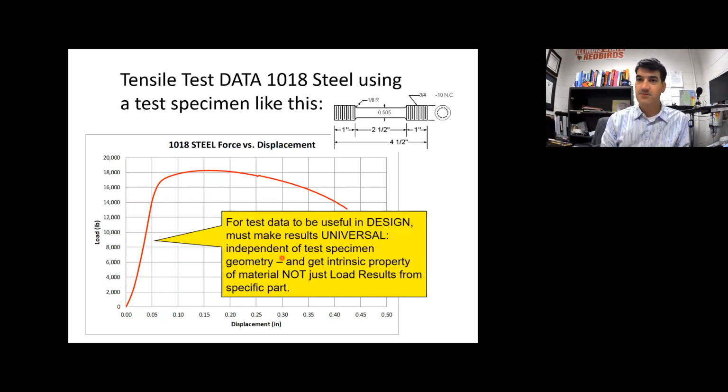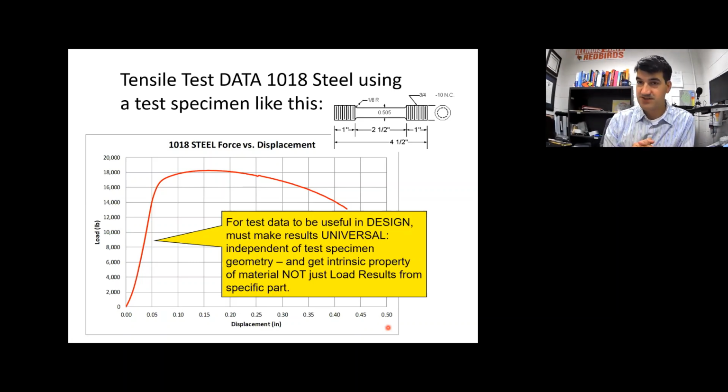Your data is going to be load in pounds force. That is your dependent variable, so it should be on the vertical axis. And your independent variable is the stretch or displacement measured in inches. So that would be on the horizontal axis. So this is the data as you get it from the Instron.